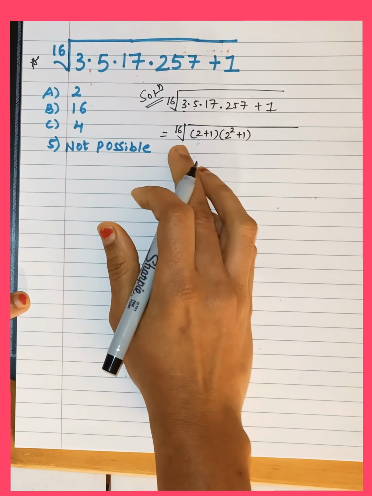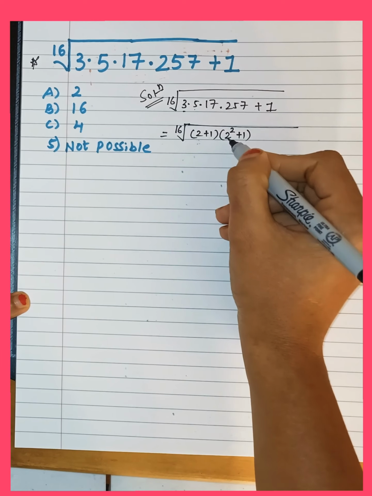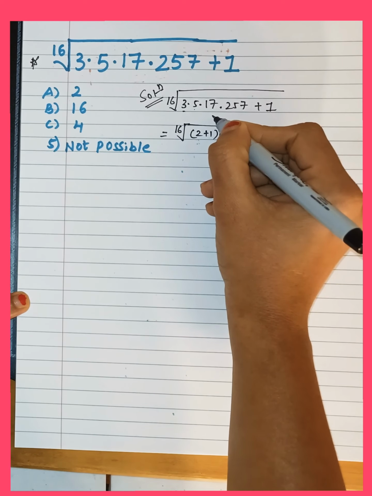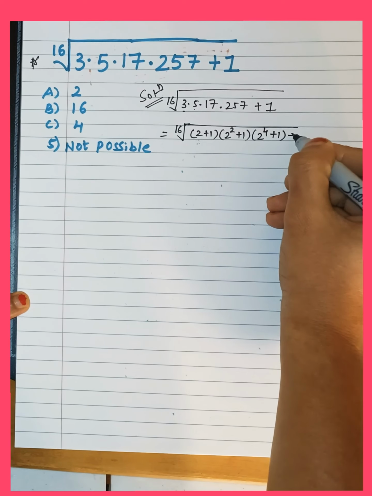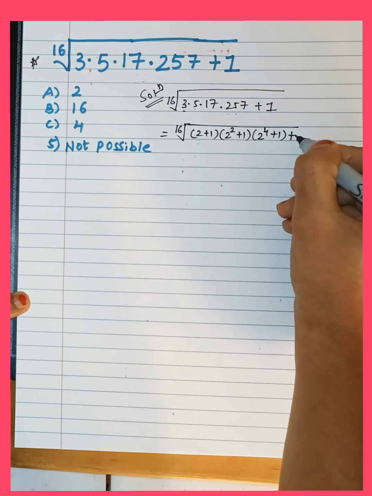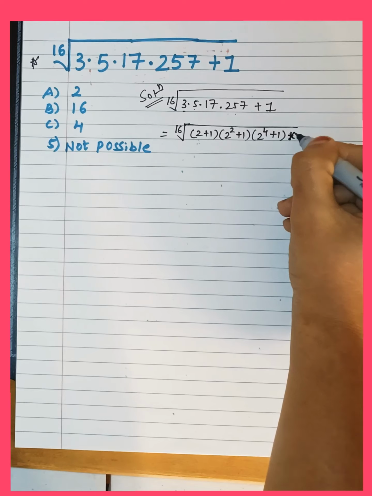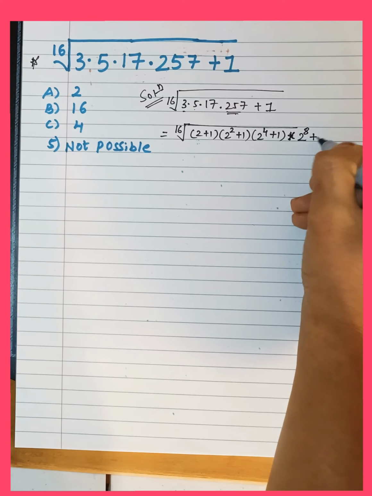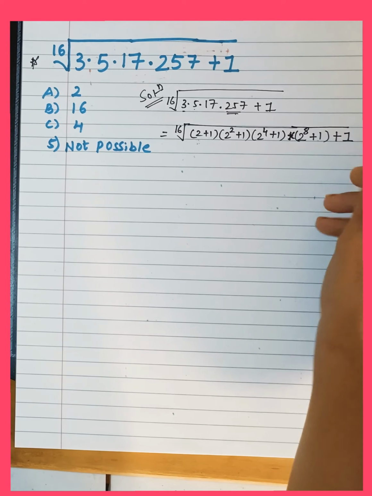As you can see, we are trying to remove the root first, and we have the 16th root. So in place of 5, we are writing 2 squared plus 1, because 2 squared is 4, plus 1 is 5. In place of 17, we will write 2 raised to 4 plus 1. And in place of 257, we will write 2 raised to 8 plus 1. This is multiplication, not addition. And the last plus 1 we will keep as it is.